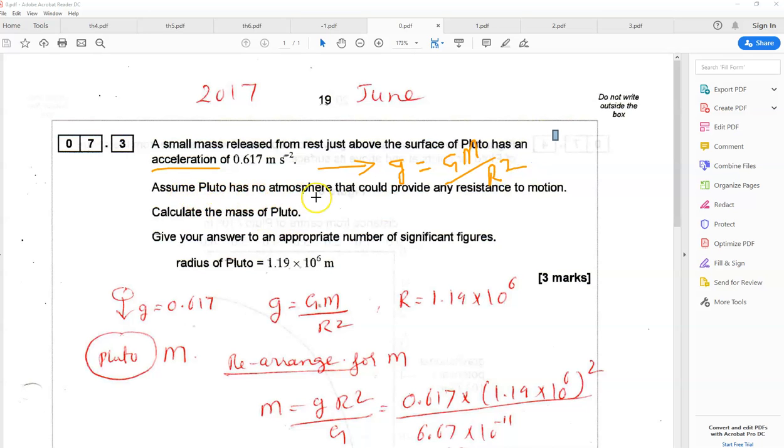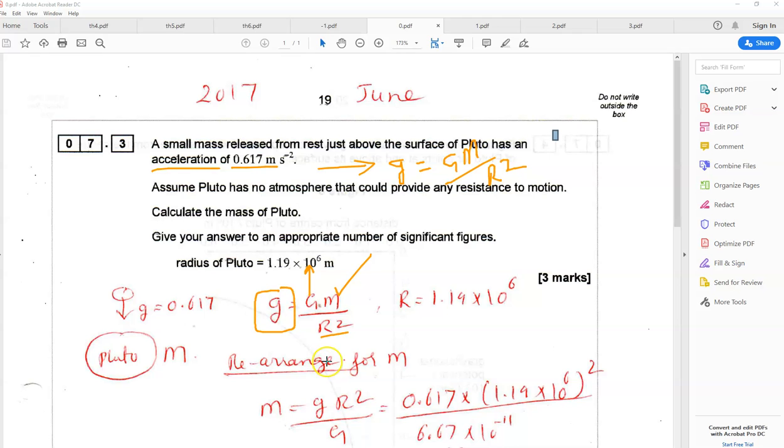Assume Pluto has no atmosphere that could provide any resistance to motion. Calculate the mass of Pluto. Give answers to the correct decimal places, and the radius of Pluto is this. So they are given the value of G, and you have to find the value of m. But to do that, you have to know the radius of the mass, which is given in the question. You are given the value of the small g, and this capital G you get from the formula book.